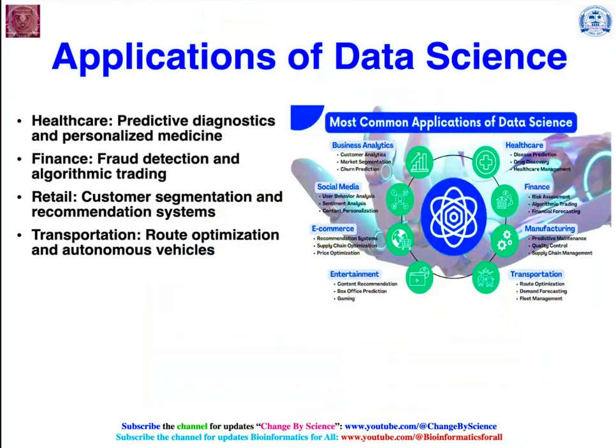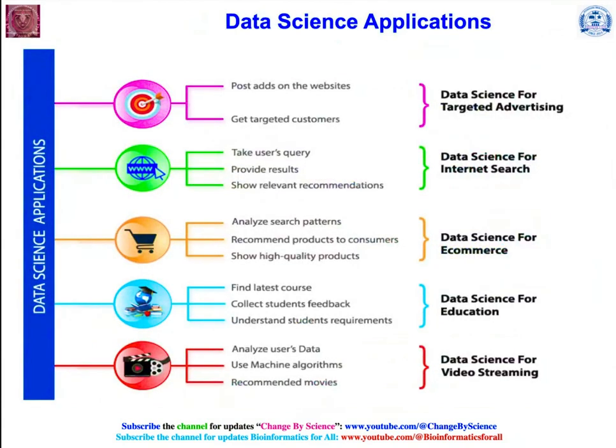Now, the applications of data science, here you have already seen: hospital management, healthcare sectors, finance, retail, transportation. But the most common applications of data science are business analytics, social media, e-commerce, entertainment, healthcare, finance, manufacturing, and transportation. Then here, the data science application, you can think of in a different way, in a more specialized way.